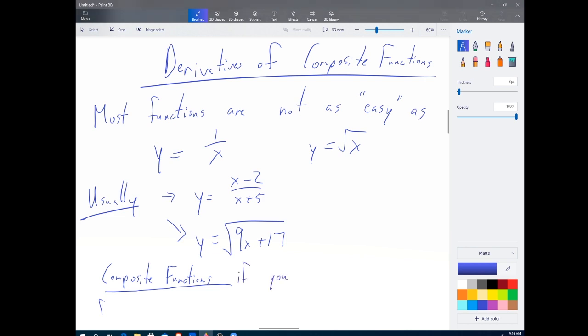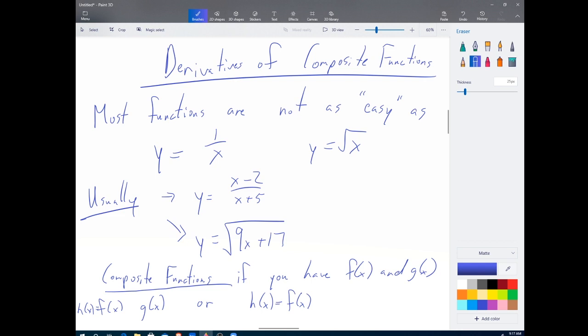So, if you have, say, an f function and a g function, no matter what they are, your composite functions could look like this. Let's call that one h of x. Or your composite function could look like this. Actually, no, we're not going to do that. We're going to do this composite function.